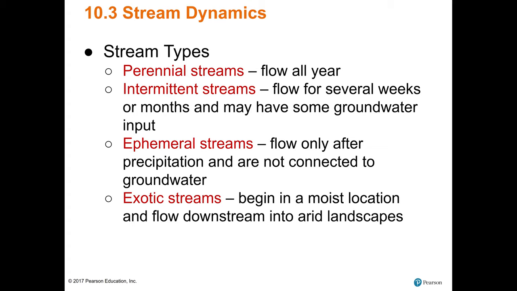Exotic streams begin in an area with a moisture surplus and flow downstream into an area with a moisture deficit. The Colorado River is an exotic stream. The Nile in Africa is an exotic stream. The Nile starts in tropical rainforests in Central Africa and then flows north into the desert of Egypt.